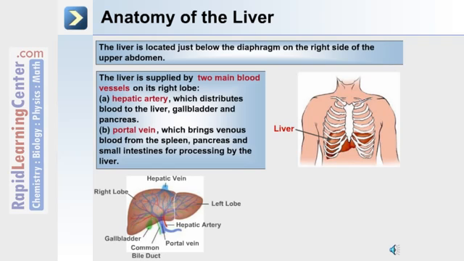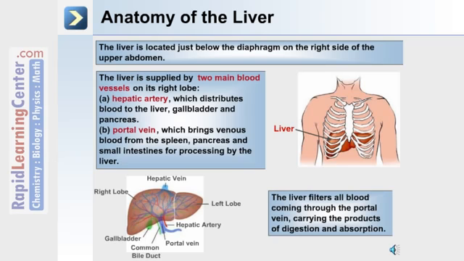The liver is supplied by 2 main blood vessels into its right lobe: the hepatic artery and the portal vein. The hepatic artery distributes blood to the liver, gallbladder, and the associated pancreas. The portal vein brings venous blood from the spleen, pancreas, and small intestine for processing after digestion and absorption. The liver filters all blood coming through the portal vein, carrying the products of digestion and absorption.